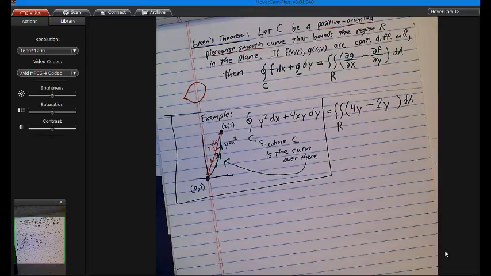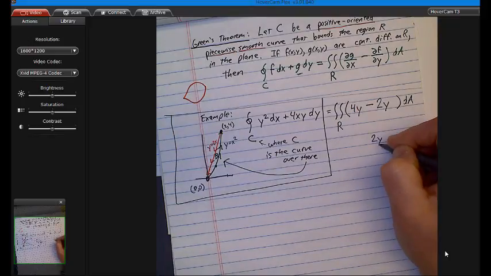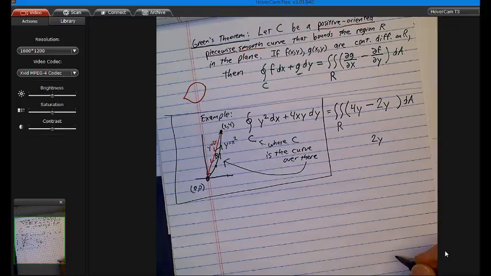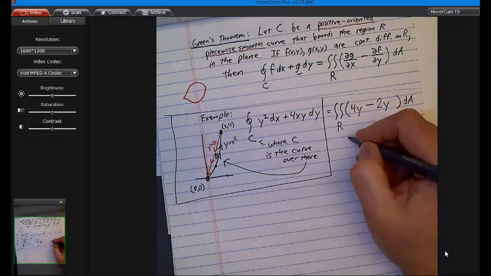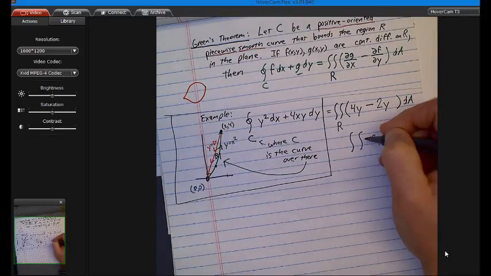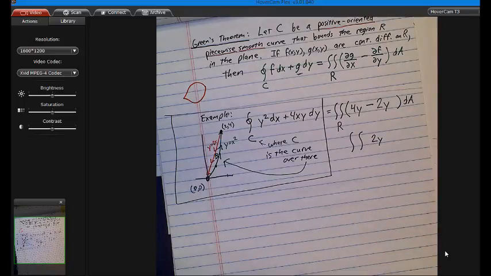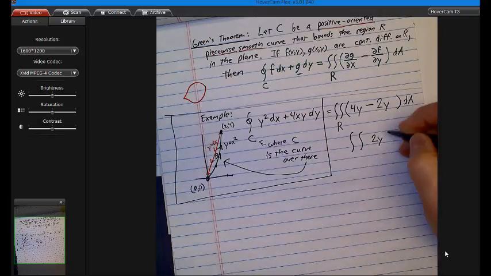Any questions so far? Okay, so we're integrating 2y. Now, what am I about to do? I'm about to turn this into an iterated integral. Do you guys want me to do this dx dy or dy dx? Thank you. I'm glad you said that.